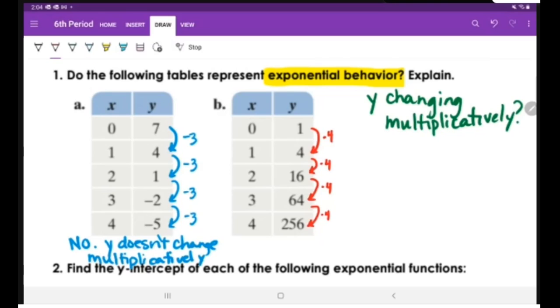Part B, the answer is yes. This is exponential behavior because y does change multiplicatively. And that's all you have to do to justify your answer. Okay? So you might have a question on your quiz tomorrow where you actually have to decide whether a certain pattern is exponential or not. And this is how you would do that.